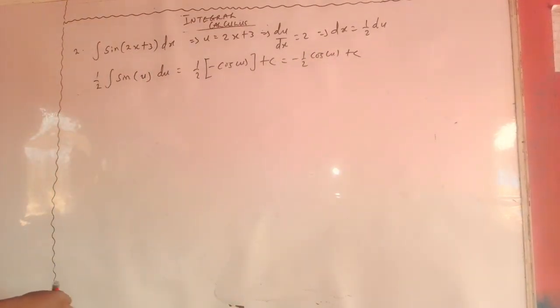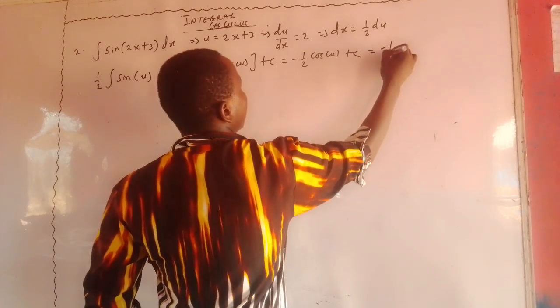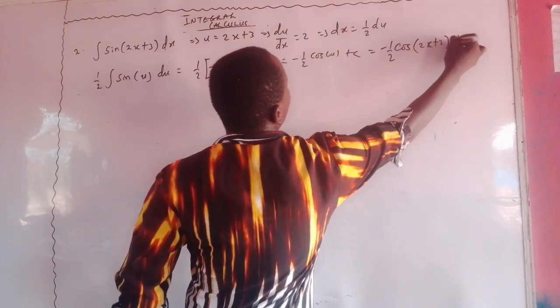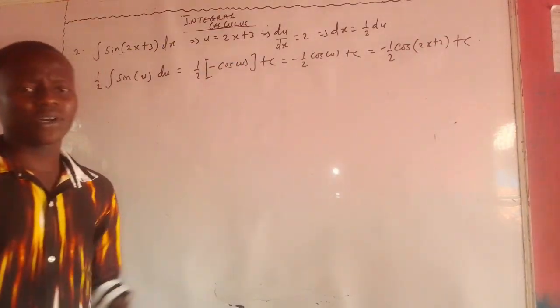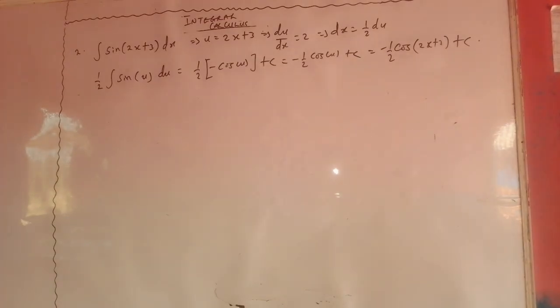Alright, so don't forget that u is 2x plus 3. So the answer will be negative half cos of 2x plus 3, then plus your constant c. Very simple and straightforward. You can see it is very easy. So let's try and do more examples.